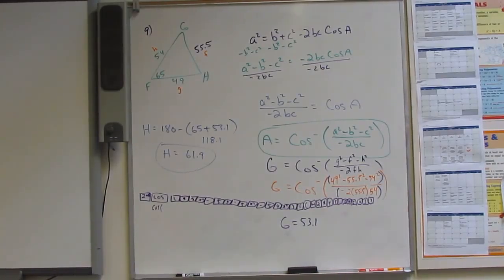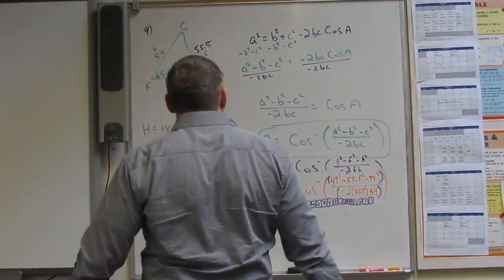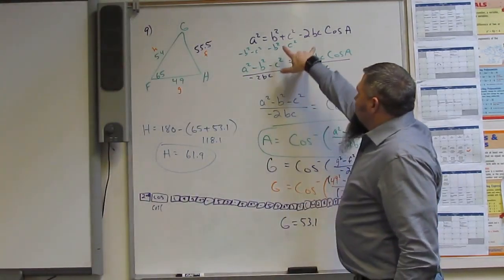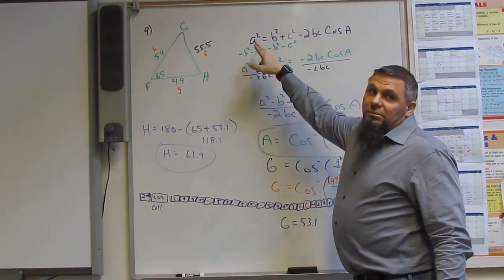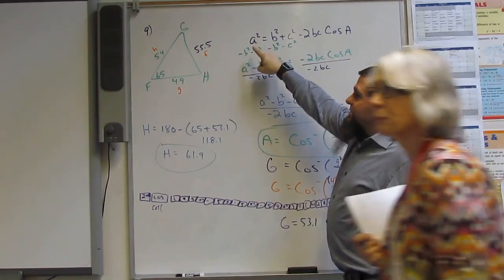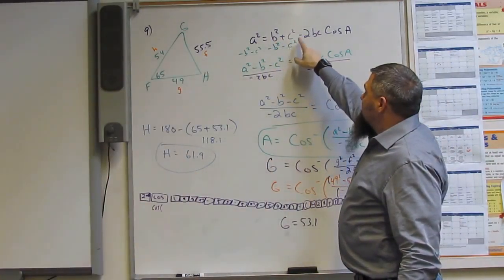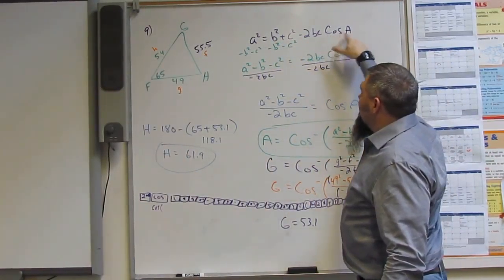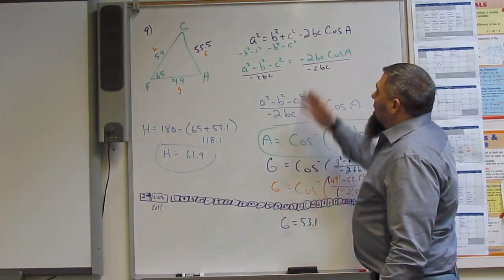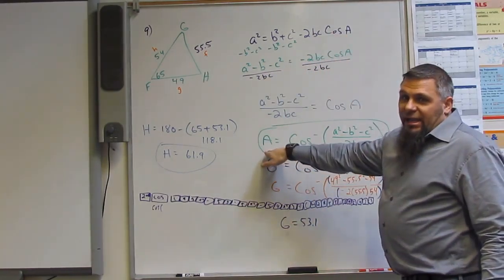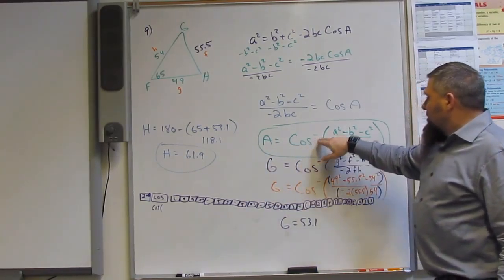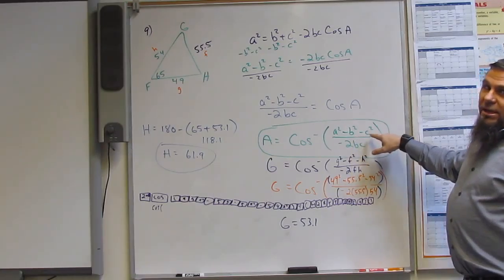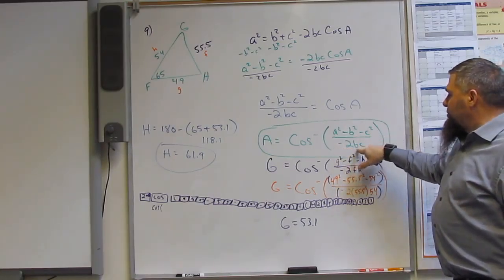This is a long problem. Problem 9, we're going to go through. We solved the law of cosines for a squared is equal to b squared plus c squared minus 2bc cosine a. We solved that so that we have A is equal to the cosine inverse of a squared minus b squared minus c squared all over negative 2bc.